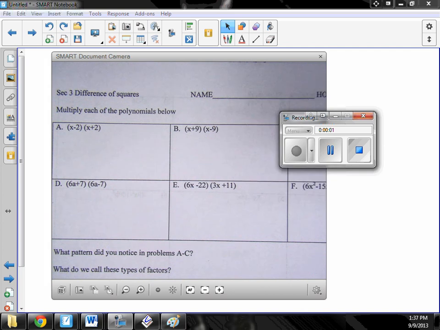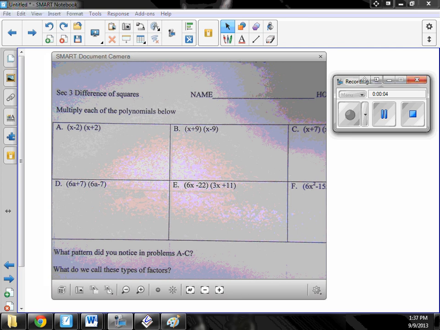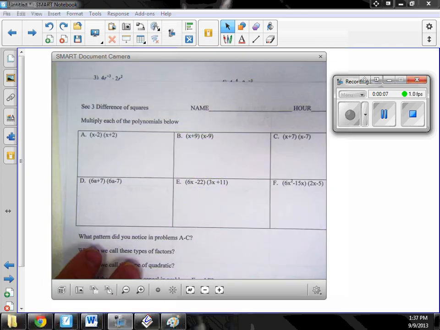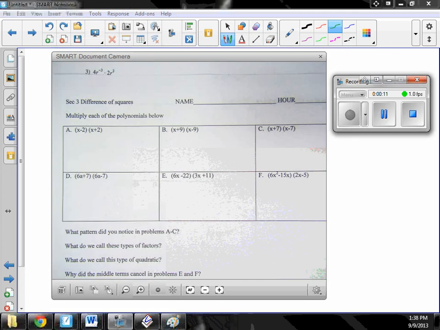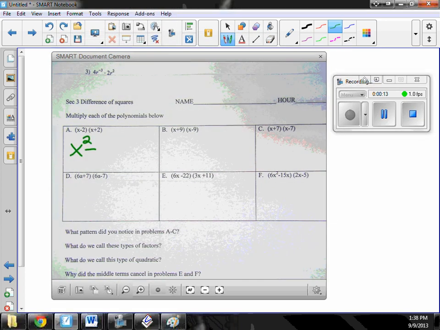So hopefully as you work through these first 6 problems, you noticed a pattern. Maybe not so much on the last 3, but we ended up with x squared minus 4. So down below, you see some questions. What pattern did you notice in A through C?